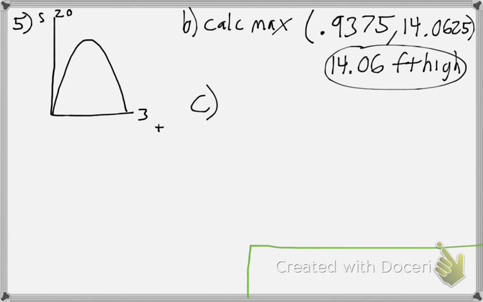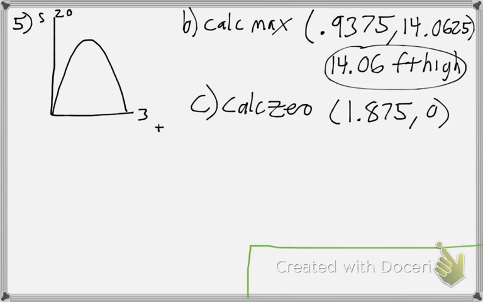Part C says, when does it strike the ground? So that's going to be right here. So I actually want to use calc 0. So if we do calc 0, then you should get 1.8750. And because they want when, that means they want the time, or the x value, or the t value actually. So this would be after 1.875 seconds.